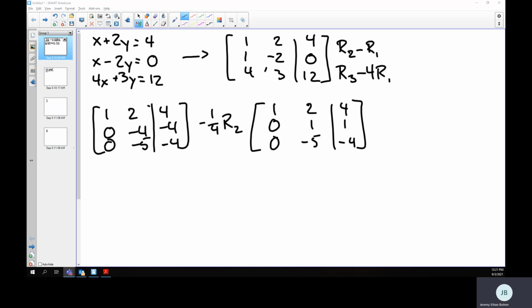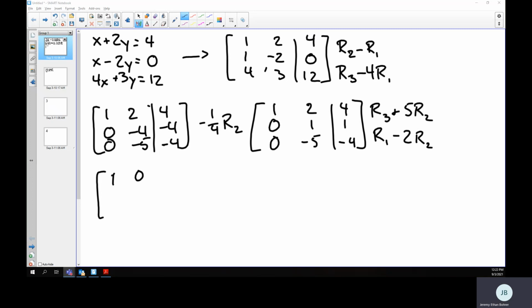Finally, we're going to add 5 row 2 to row 3. Oh, and we're going to subtract 2 row 2 from row 1 as well, because we can. We don't need to do that because just doing the other thing would be easier in showing us where we're going, but we're going to do it anyway.